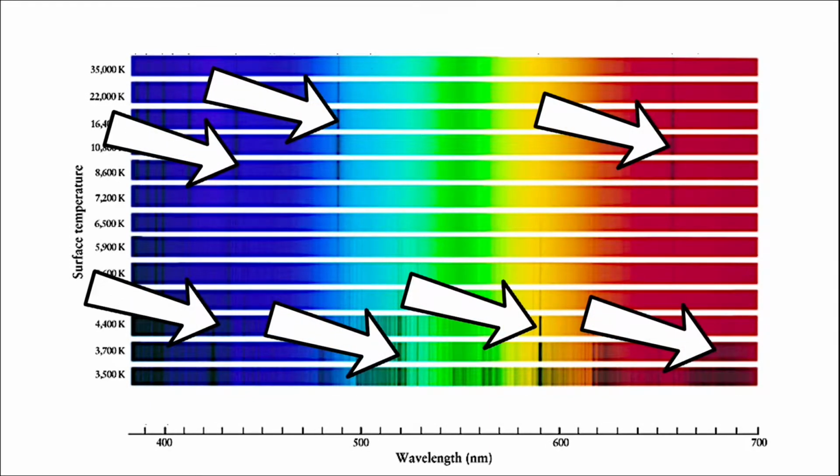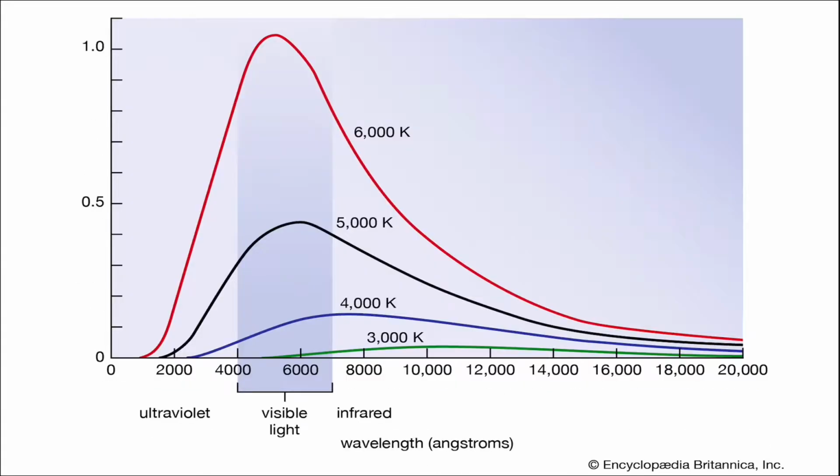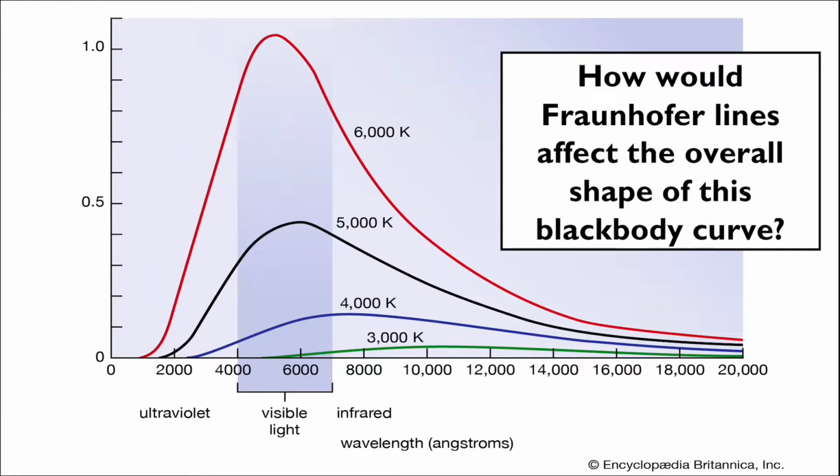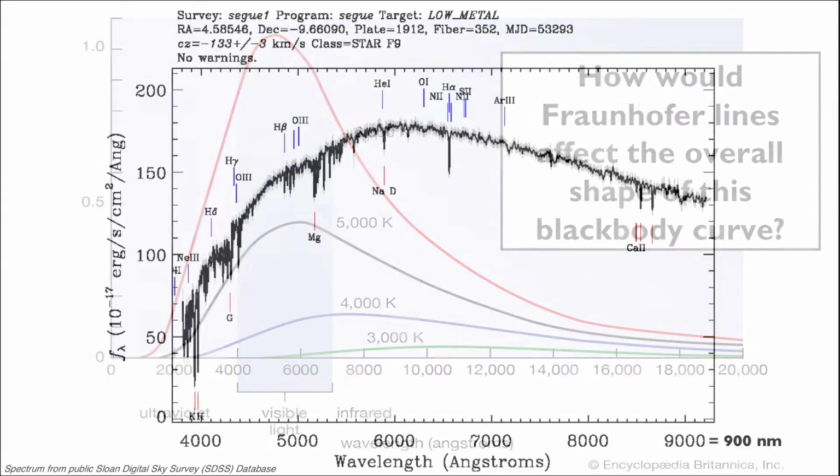If you recall, all these gaps in the spectra of these stars are absorption features, commonly referred to as the Fraunhofer lines of the spectra. Now, how would Fraunhofer lines affect the overall shape of this blackbody curve? This should be a good review of Unit 4 in Module 2 from last week.